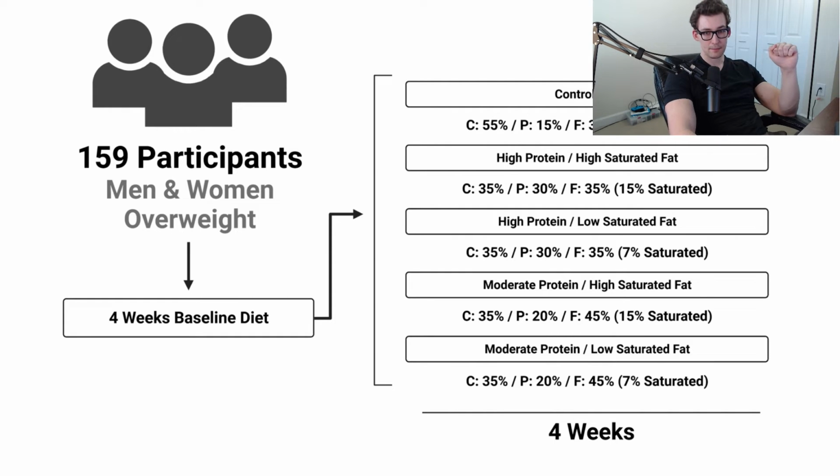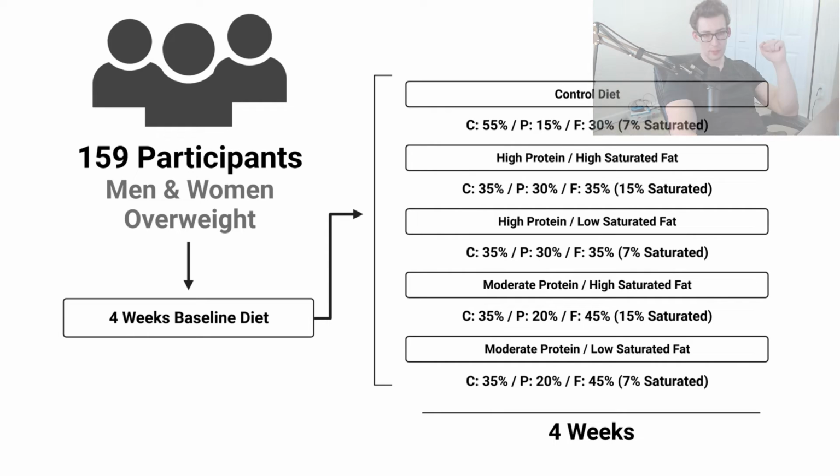So let me go ahead and cut to, so you can actually see my hands. Here we've got the baseline diet. Here we've got the control diet. Or let's do something else. Let's do the high protein, high saturated fat diet. And this is a point. So this is an average and this is an average.